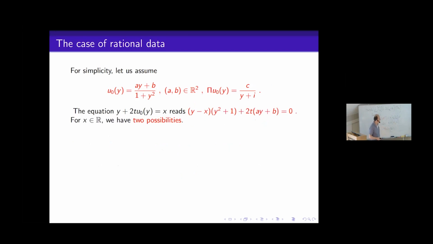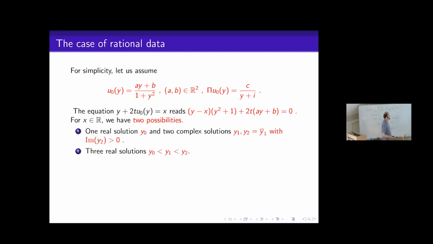So now I come back to my method of characteristics here, and I see that essentially this equation, which is a cubic equation, has either one real solution or three real solutions. In the first case, this real solution is called y0, and the other two are complex and conjugated. Let's say that the second one has positive imaginary part. And in the second case, they are all real.